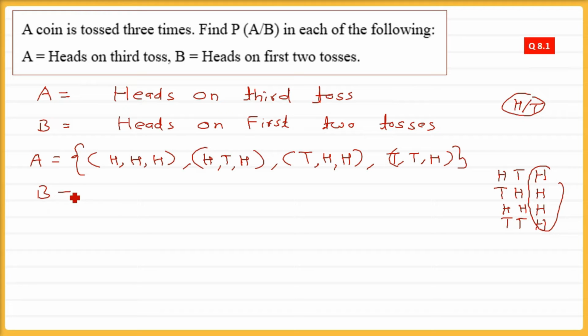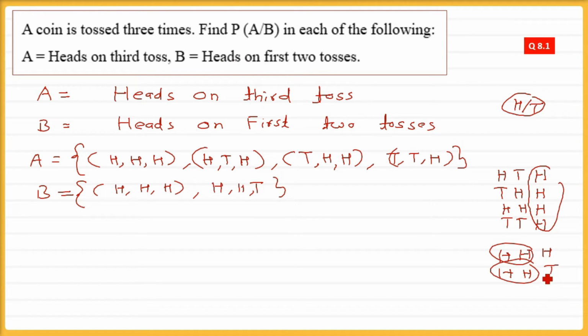Now in a similar fashion, the event B, heads on first 2 tosses. So when you fix head on first 2 tosses, the only possibility is either head will come or tail will come in the third toss. So this B event will have these contents: HHH and HHT, that is head, head, head, and head, head, tail, because the first 2 tosses have been fixed as heads.